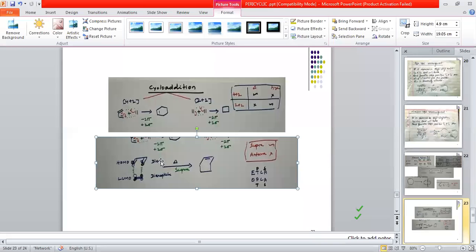Now we have considered that this one will be found in asymmetry form, and this one in symmetry form. As this is a 4 plus 2 reaction, the HOMO reaction will be allowed in thermal condition only. So here we have to draw the structure like this. It means this is thermally allowed, but photochemically it will not be.